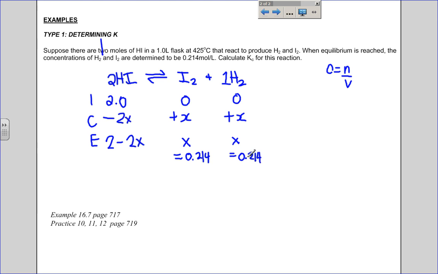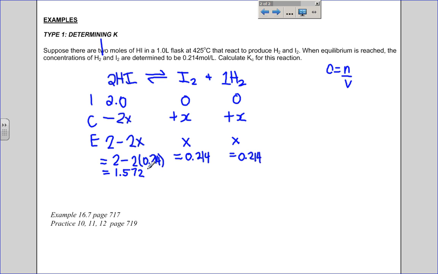Now that I know the x value is 0.214, I can plug back in here so that I can also find the concentration of the HI at equilibrium. Okay, so I plug that information in, and the value that I get is 1.572. You may want to pause the video at this stage and make sure that you understand how that calculation was done, and you can practice it on your calculator.